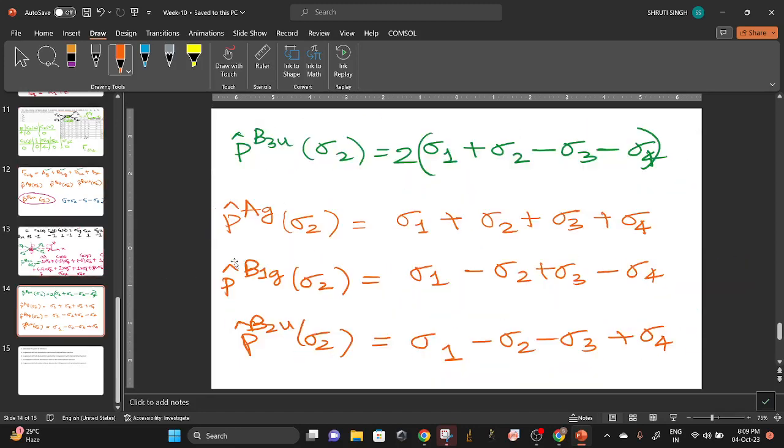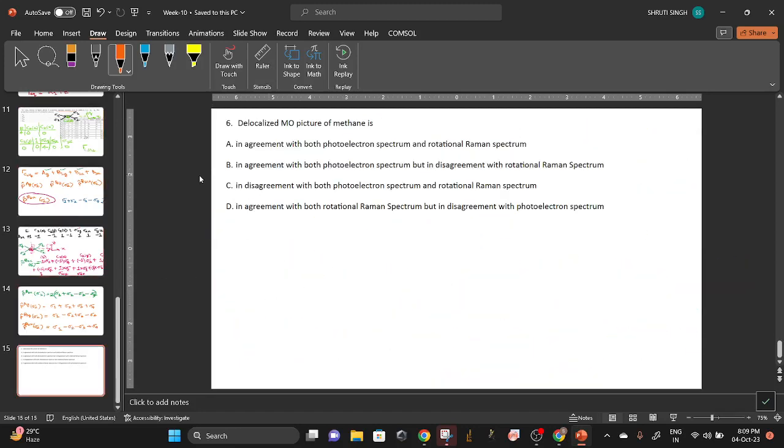Next is what? The next question is, the delocalized MO picture of methane is in agreement with photoelectron spectroscopy and rotational Raman spectroscopy. So the correct answer is the first one, because the delocalized MO picture is the actual picture.